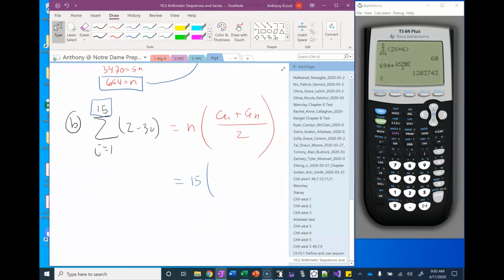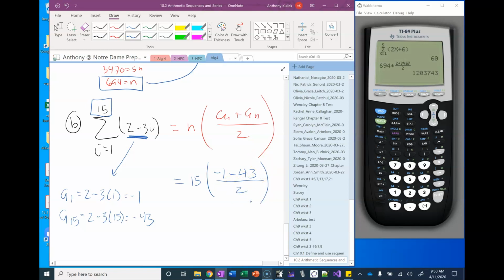Now to figure out the first term or the last term, I'm going to be using my rule for my sequence. So A1, I'm just going to plug in 1. And for A15, I'm just going to plug in 15. So negative 1 plus negative 43 over 2. So that's negative 330. Okay, there.